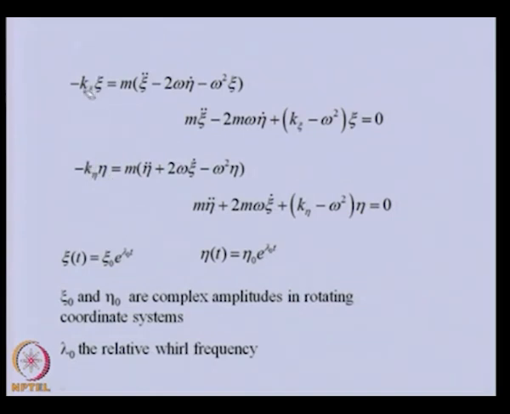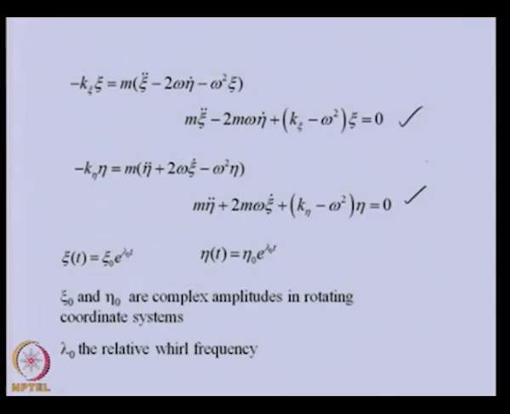Now you can see the stiffness in the two principal directions is different, xi and eta, and this is basically y double dot transformed into the rotating coordinate system. So this is the equation of motion in the rotating coordinate system in the eta direction. So we have two equations, this and this, in the rotating coordinate system.